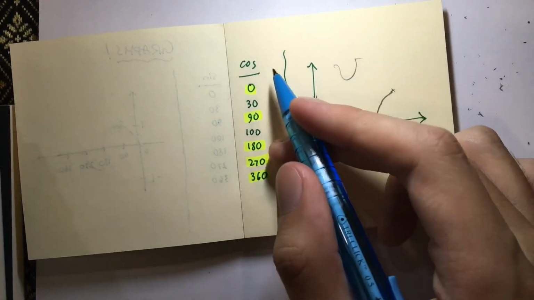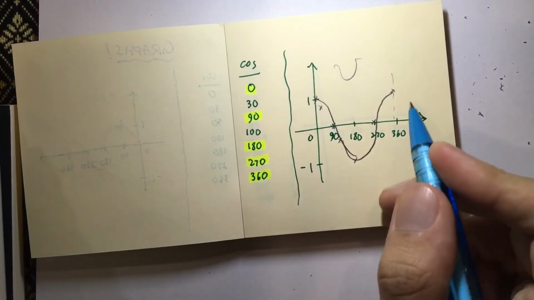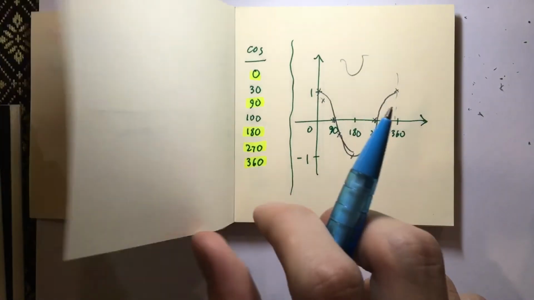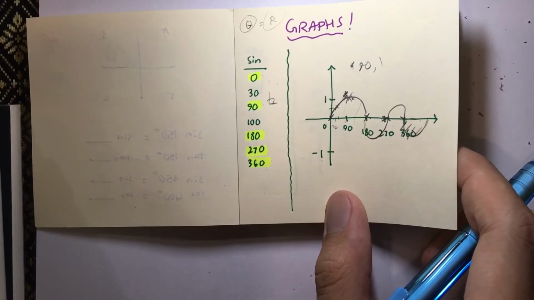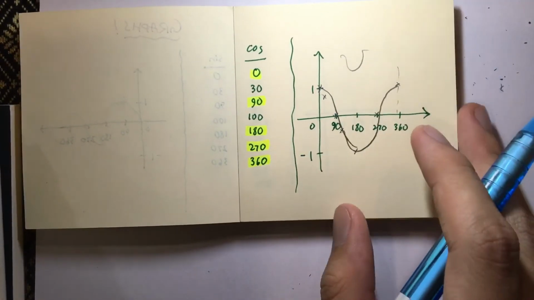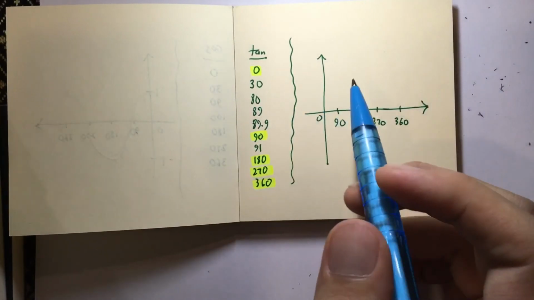So the graph looks like this. So this is a cos graph. And again, it stops here because there's no angle bigger than 360. So remember, a sine graph is like a little wavy, and a cos graph is a bowl, or underwear for some people. Next, tan.